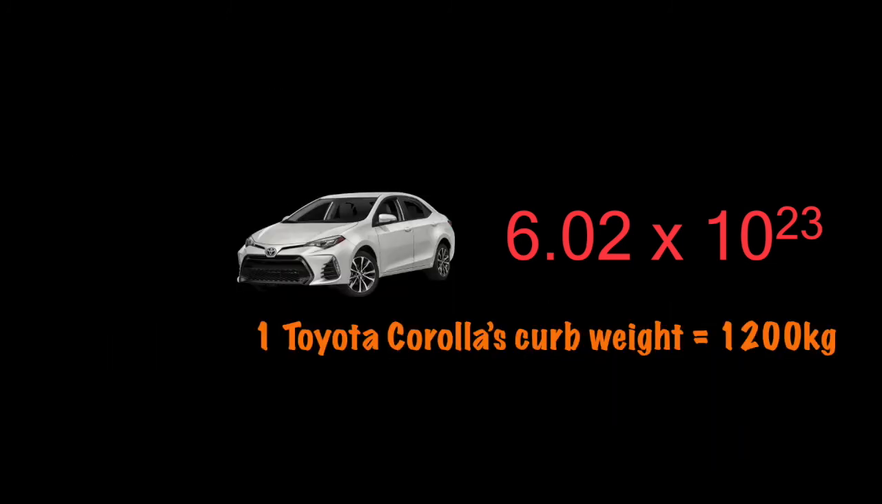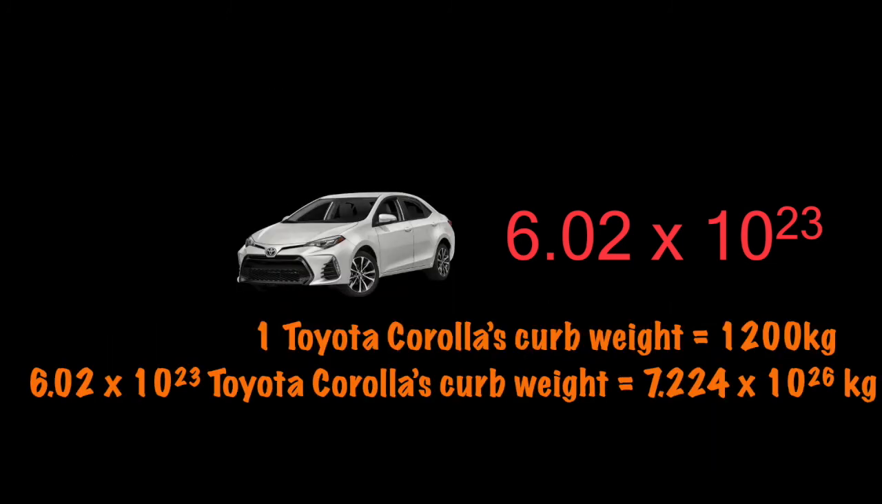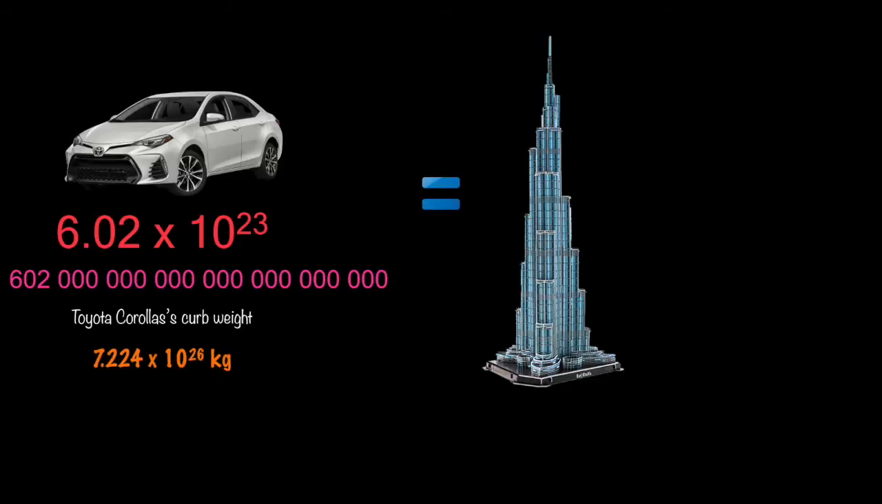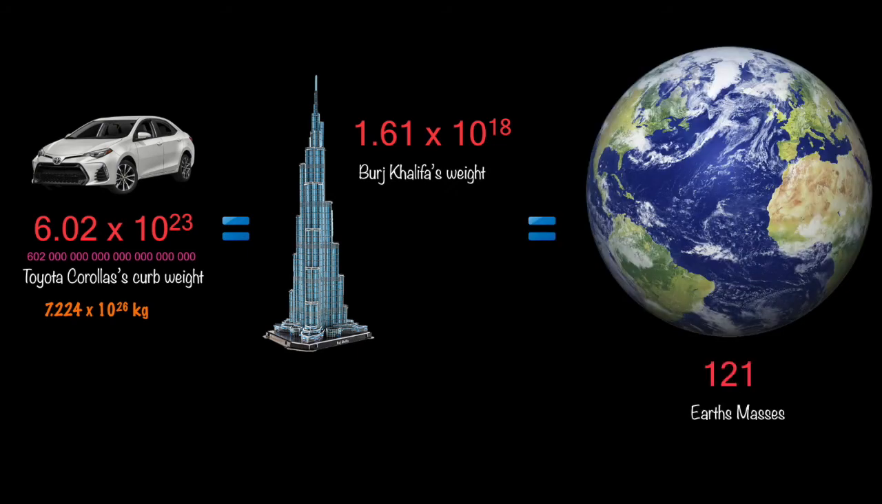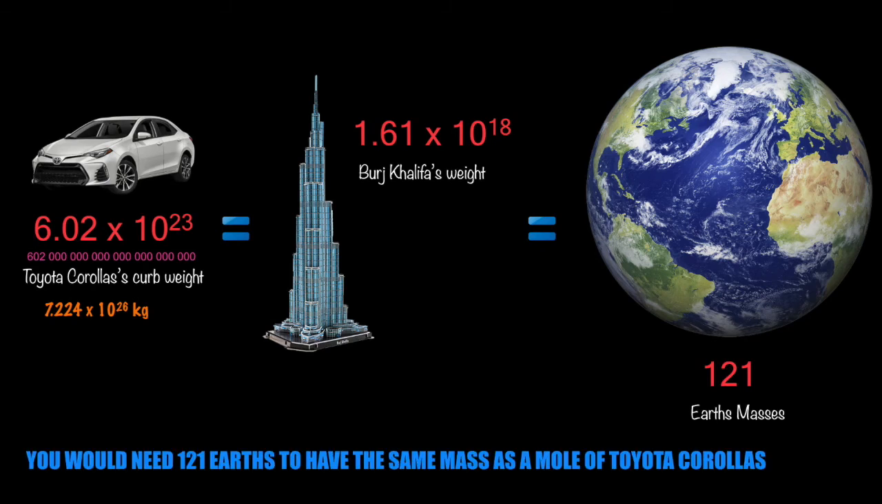One Corolla weighs 1,200 kilograms, and 602 hexillion Toyota Corollas would weigh 7.224 × 10^26 kilograms. That would be the exact equivalent to the weight of 1.61 quintillion Burj Khalifas, as in their weight, which would be the exact same as approximately the mass of 121 Earths.